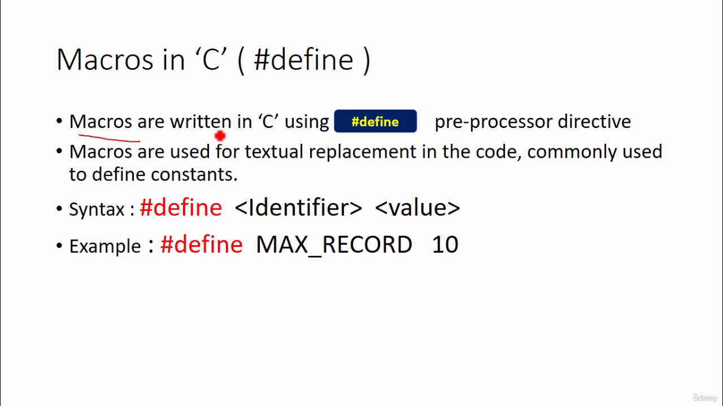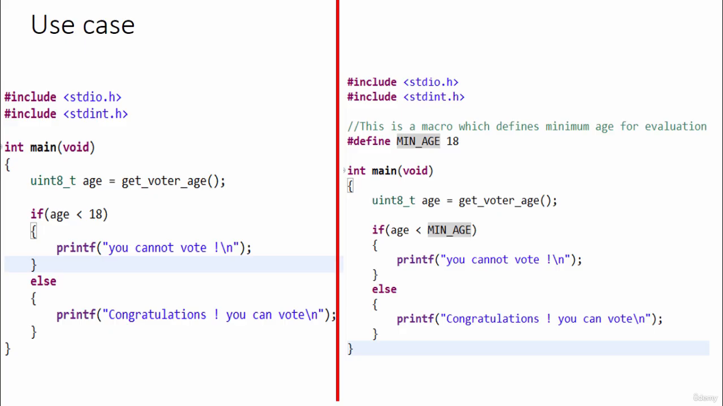Macros are written in C using the #define preprocessor directive. Macros are used for textual replacement in the code, commonly used to define constants. This is the syntax of a macro. It should start with the preprocessor directive #define, then the identifier, and then a value. Please note that there is a space between the preprocessor directive and the identifier, and a space between the identifier and the value. For example, #define MAX_RECORD 10. Here, this identifier is a textual replacement for this number in the program.